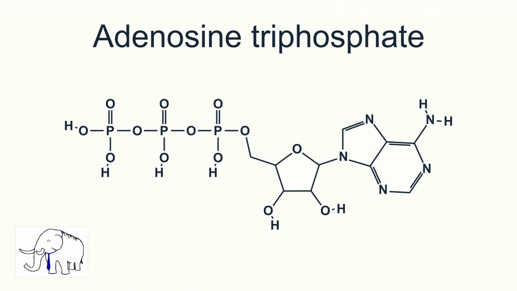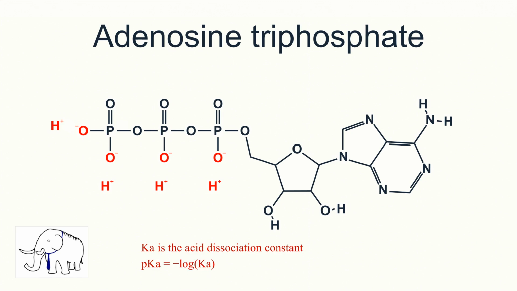Looking at the structure, these hydrogens here are acidic, and at a physiological pH of around 7.4, 3 or 4 of these have ionized, depending upon the pKa values for each hydroxyl group. I couldn't find a good reference for exactly what these pKa values are for ATP, but it probably varies from cell to cell and from moment to moment, depending upon things like the magnesium ion concentration.